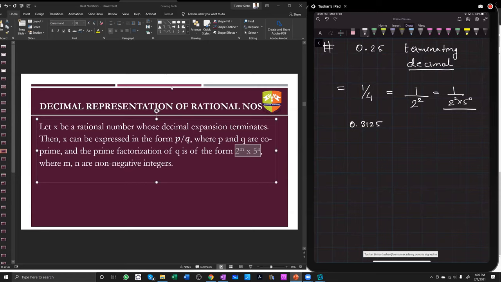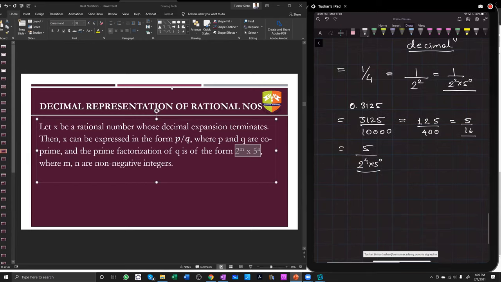Okay, so this should be very, very easy to calculate. 3, 1, 2, 5. Like that, isn't it? Now it goes by 25 for sure. So how do you do this? This is 25, then 62, so 24, 2, then 125, 5 divided by 25. So again it is 5/16, right? Which can be written again as 5/2 to the power 4 into 5 to the power 0. Isn't it? So this is going to be a terminating decimal, right?